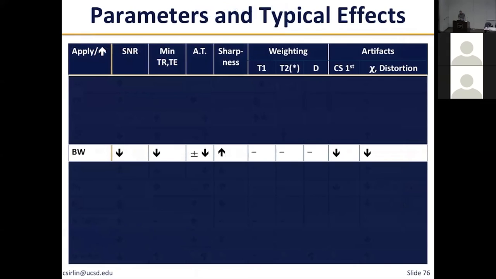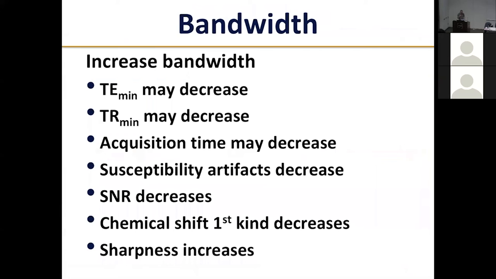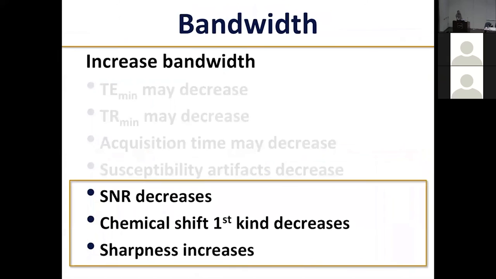Let's look at bandwidth now. Bandwidth is a very important parameter that affects multiple different things. In the interest of time, we will focus on 3 things. Increasing the bandwidth decreases the signal to noise, decreases the chemical shift, and increases image sharpness. I'm not going to take a mathematical approach to this because it's kind of complicated. Instead, I'll just show you some examples.